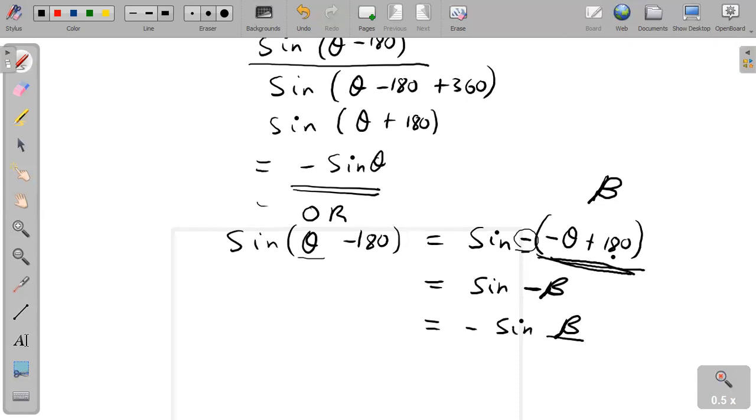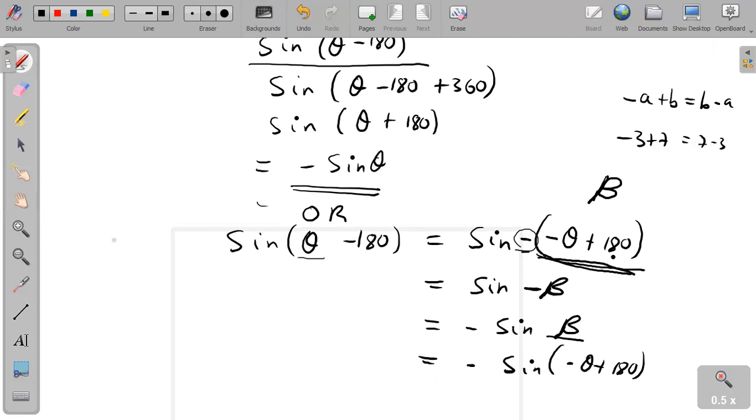But remember, our beta is this angle here. Let us assume that beta is one angle, that's minus theta plus 180. So we are now dealing with negative sine of minus theta plus 180. But minus theta plus 180, guys, it's important to know that minus a plus b is actually equal to b minus a. It's one and the same thing, just like minus 3 plus 7 is equal to 7 minus 3. We are going to get the same value. Even the calculator can testify to that. So it is the same thing.